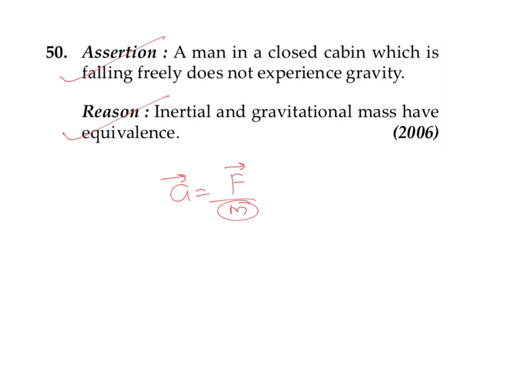And there is another mass which is responsible for the gravitational force of attraction. So that mass we call gravitational mass. Basically, gravitational mass and inertial mass are the same. So inertial and gravitational masses have equivalence, but the reason is not giving the correct reason for the assertion.